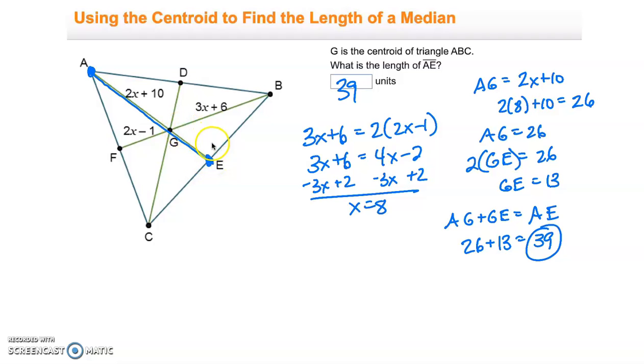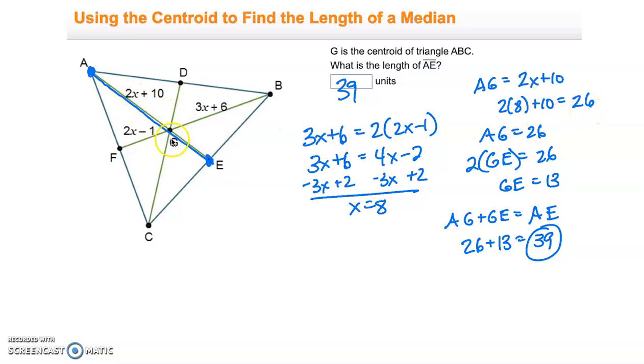Again, I don't have enough information here, so I'm going to find x by setting 3x plus 6 equal to twice 2x minus 1. I get x equals 8. Once I know that x equals 8, I can find AG. AG is 2 times 8 plus 10, which is 26.